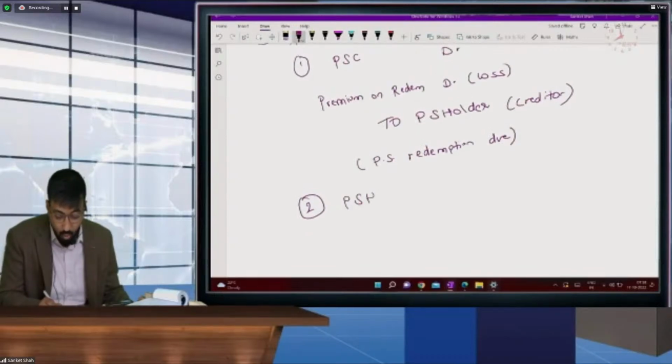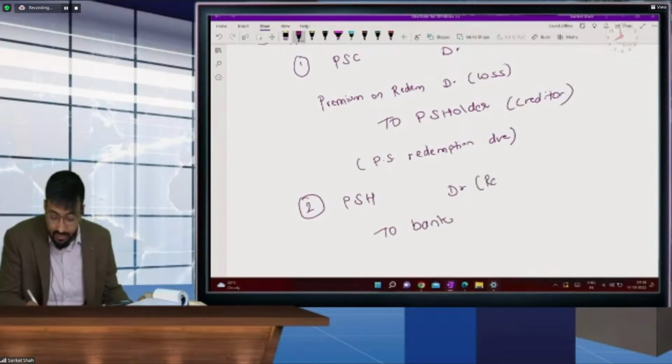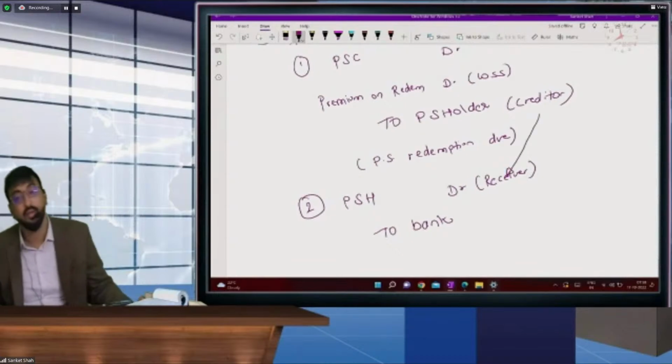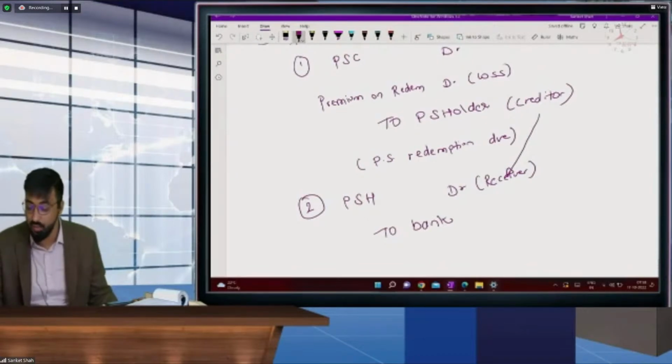Preference shareholder account debit to bank. Creditors becomes receiver. Creditors को पैसा मिलेगा. So they become receiver. Preference shareholder to bank.